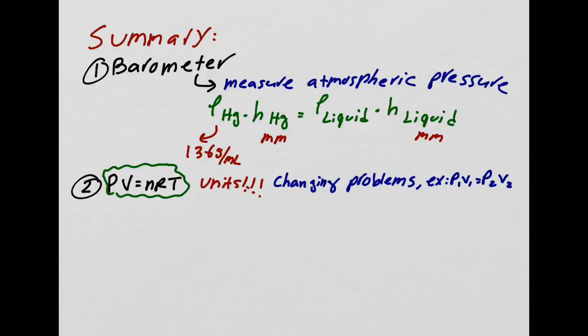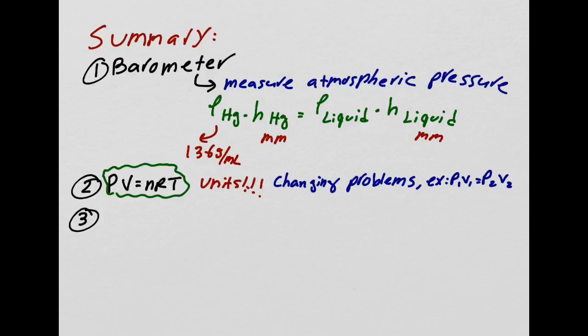So again, a changing problem is when some of these variables, some of the properties, are changing, and then you cross out, for example, here, let's say moles and temperature were not changing, you cross this out, and then P1V1 equals P2V2. We did a bunch of practice problems with that. So remember that. So PV = nRT, and then the changing problems where you have to cancel out the ones that are not changing, and then come up with those laws.